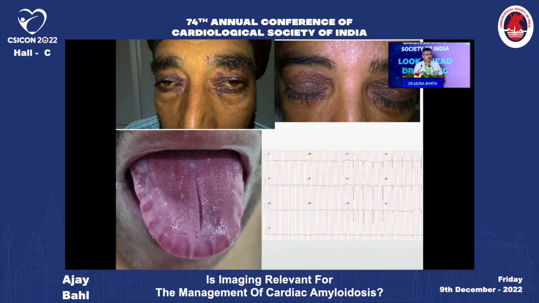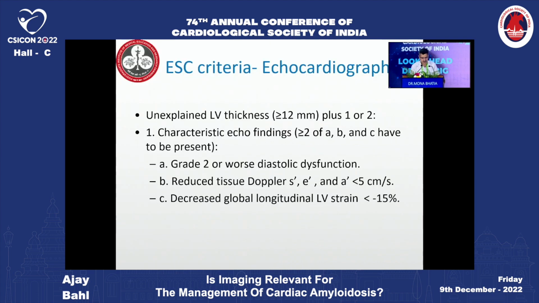So clinical manifestations are, of course, the raccoon's eye, that is papules which have ecchymosis. We have macroglossia, and a typical ECG that shows low voltages in the limb leads and preserved voltages in the chest leads. These are typical of amyloidosis. But the challenge is to diagnose the patient early. Once the disease is advanced, the prognosis is poor despite the treatment.